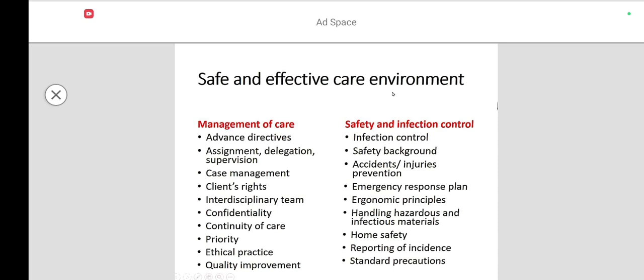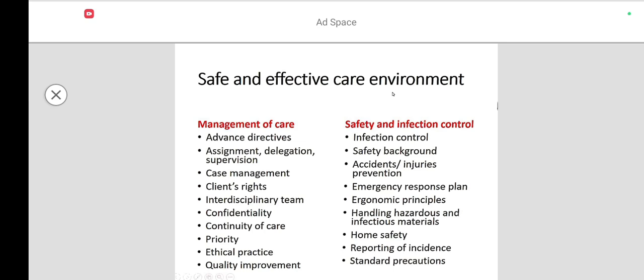First, management of care, in which advance directives, assignment, delegation, supervision, case management, client's rights, interdisciplinary team, confidentiality, continuity of care, priority, ethical practice, and quality improvement. All those points are included in the management of care. We will move further into it, but first we are shortly looking at what comes under safe and effective care environment.